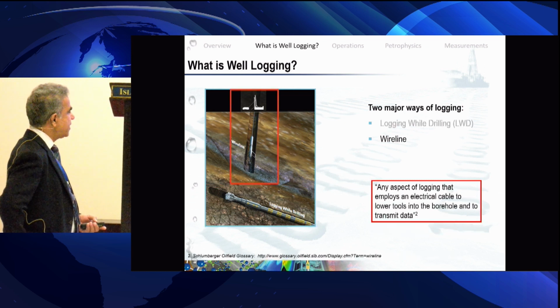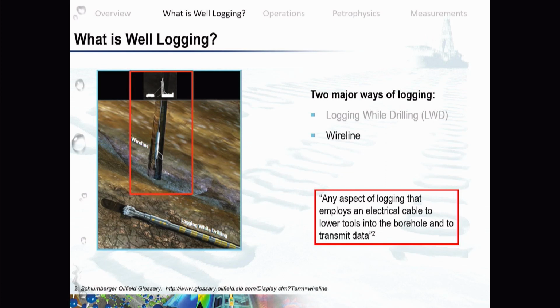The second is wireline. Wireline means that the well is drilled to a certain depth, and then it reaches a certain section TD or final well TD, and then we lower different tools, different sensors attached to that. Because it is attached with a cable, a wire, that's why we call it wireline.